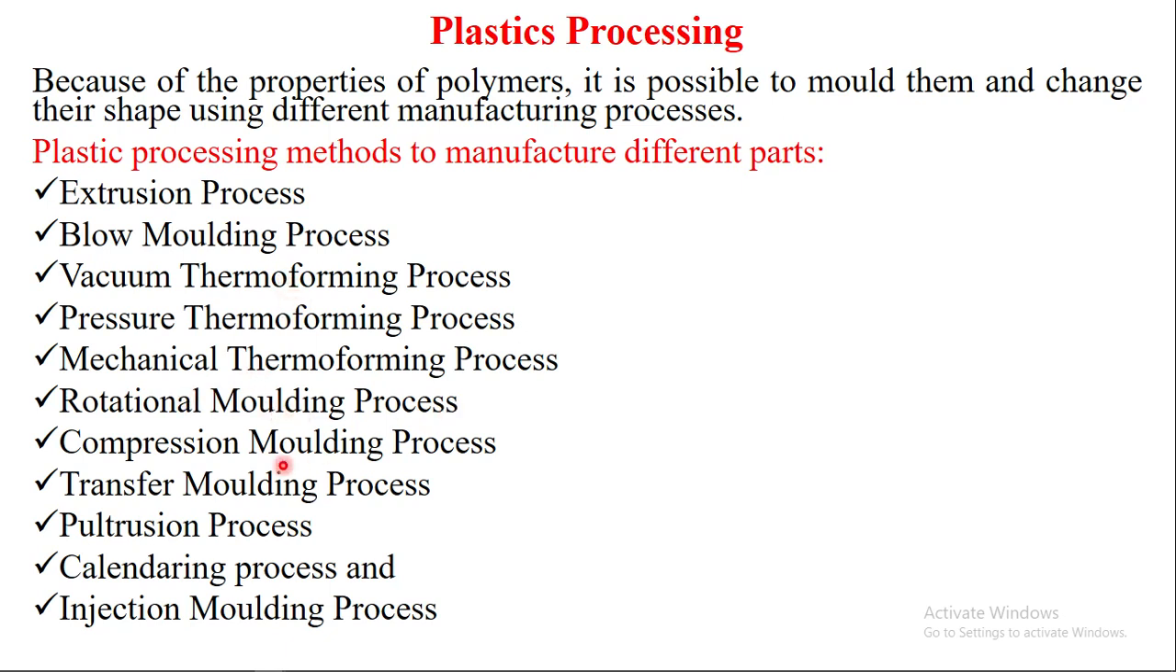Rotational molding process, compression molding process. Those are two types of molding process: rotation and compression. Resin molding process. There are also three types of molding process. Those molding processes are like rotational, compression, transfer, filtration process, calendering process, and injection molding process. All of those are the mechanisms or processes we use for producing goods from plastic materials. Their aims are the same, but their processes are different.